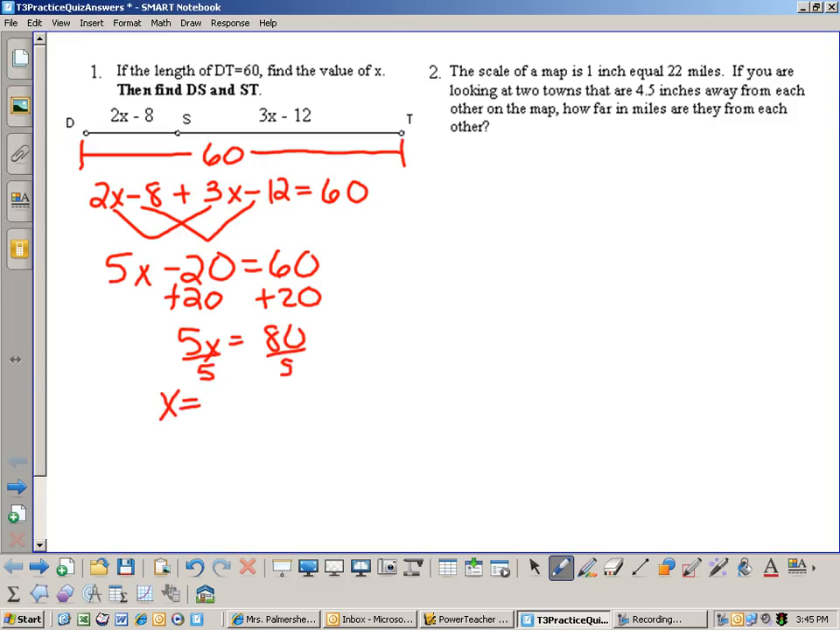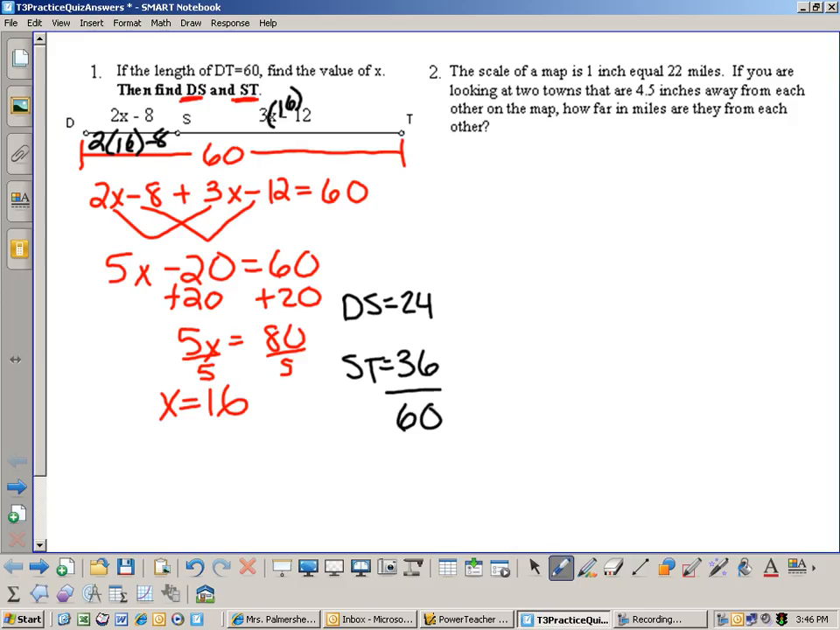X equals 16. But we don't want to stop there because it wants us also to find the lengths of DS and ST. So then we have to substitute 16 in. 2 times 16 minus 8 gives us a length of 24. And 3 times 16 minus 12 gives us a length of 36. And again, when we add those together, they equal 60, so that makes sense.